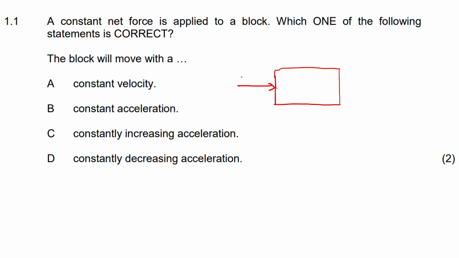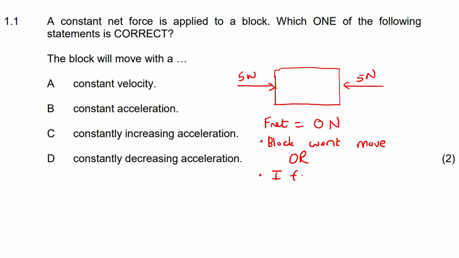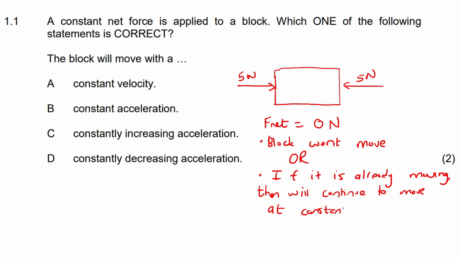Let's say we have an applied force of 5 newtons and we have another force over here of 5 newtons. Then what would the net force be? Well, the net force would be 0 newtons. Okay? In that scenario, what would happen? Well, either the block won't move, or if it is already moving, then it will continue to move at a constant velocity.